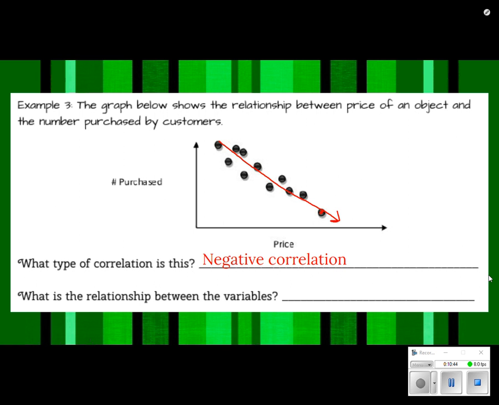So what is the relationship between the variables? What I want you to do is complete this sentence, and you can pause the video and write this down. As price increases, number of items purchased blank. As price increases, number of items purchased decreases, and because one is increasing, the other is decreasing, they're opposites of each other, that's going to indicate a negative correlation.